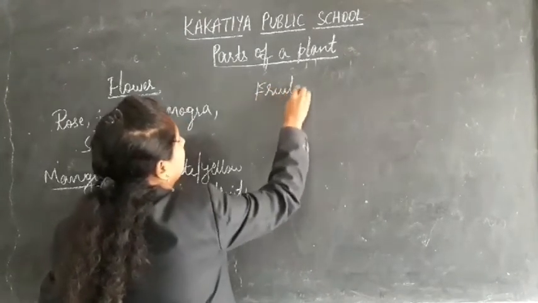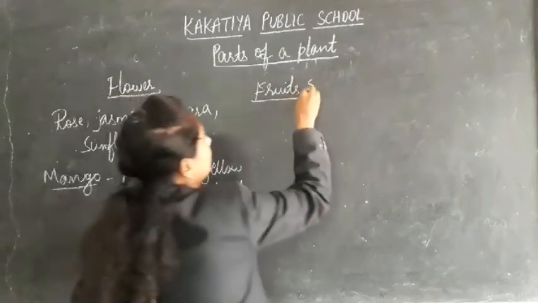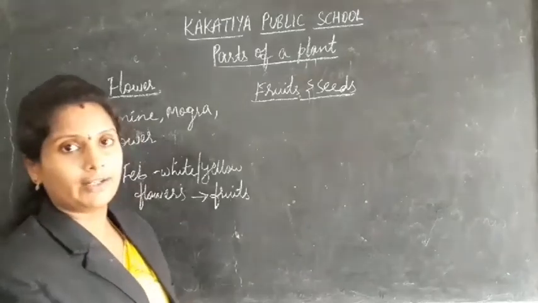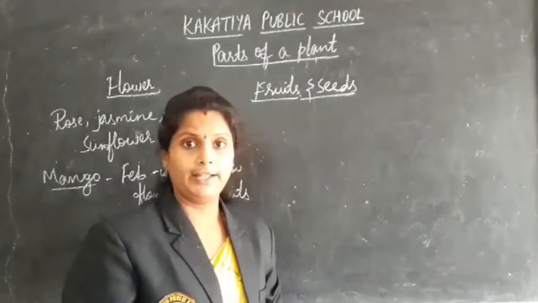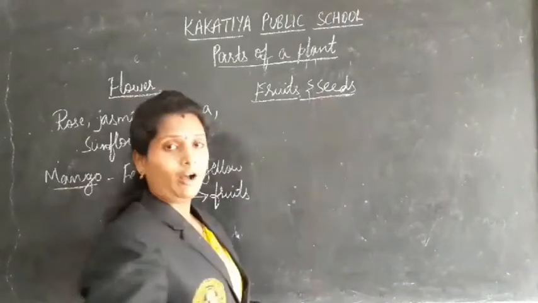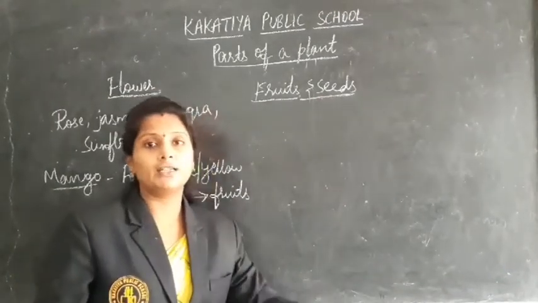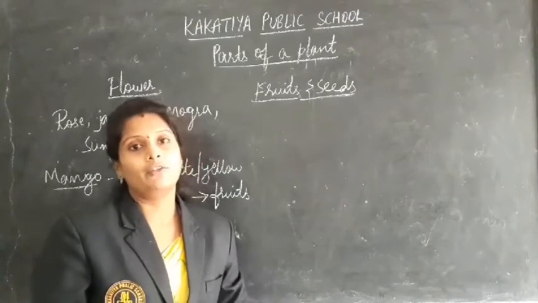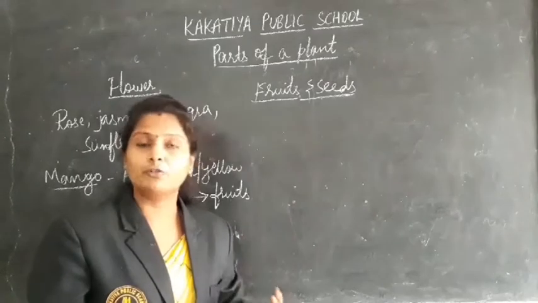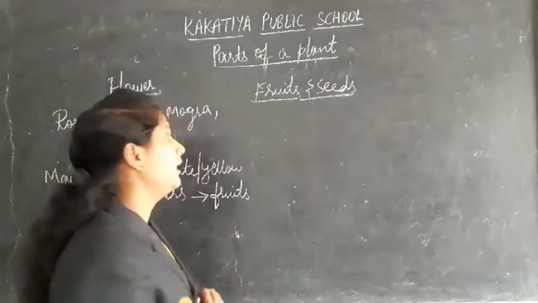Next, fruits and seeds. The fruits which we are getting from the plant contain a number of seeds in them. Once these seeds are sown in the soil, we will get a new plant. There are a number of fruits having different numbers of seeds in them.